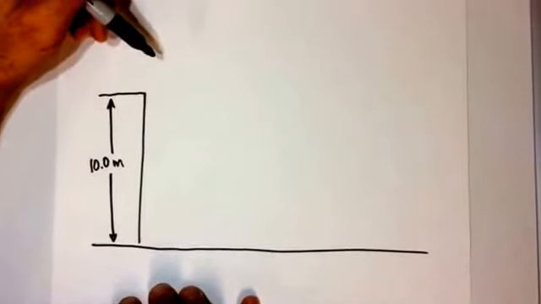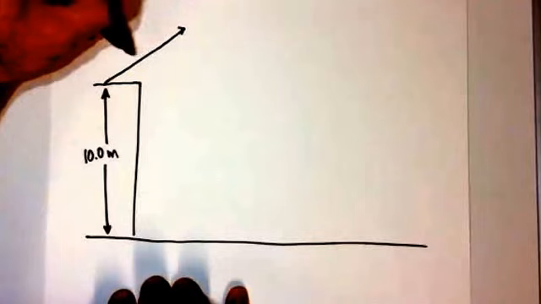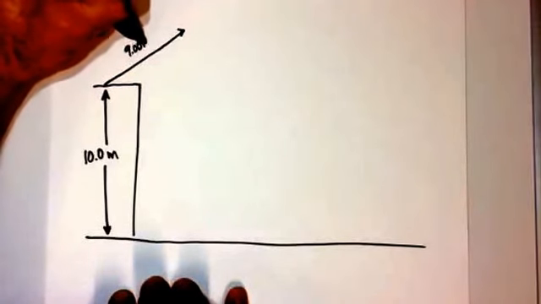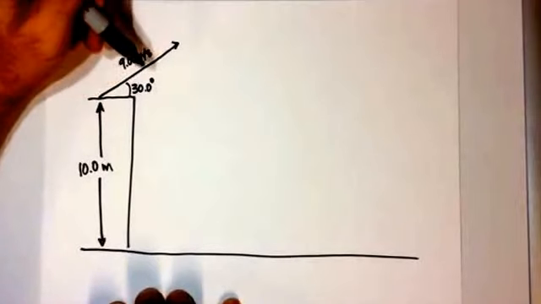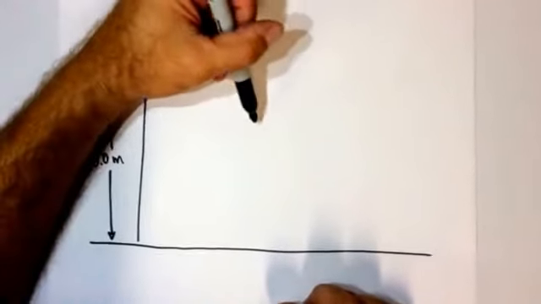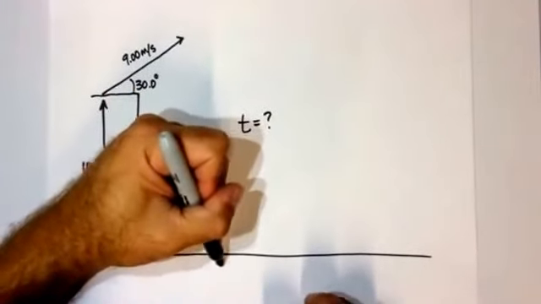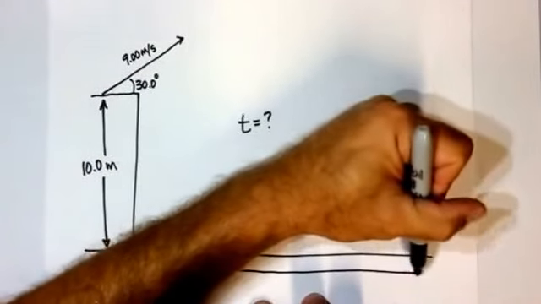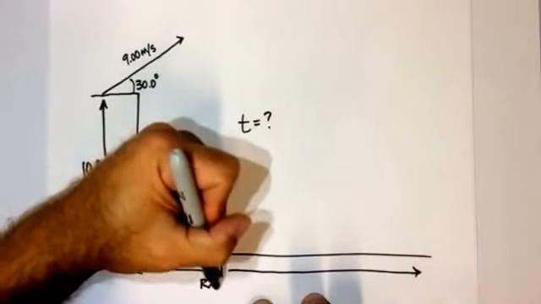And let's say the projectile is being launched at 9 meters per second at a 30-degree angle. It's just roughed in, so 9.00 meters per second at 30.0 degrees. Okay? And the question will be, what is the time of flight? And what is the range of the projectile? In other words, how far away does it land? We're going to call this range.